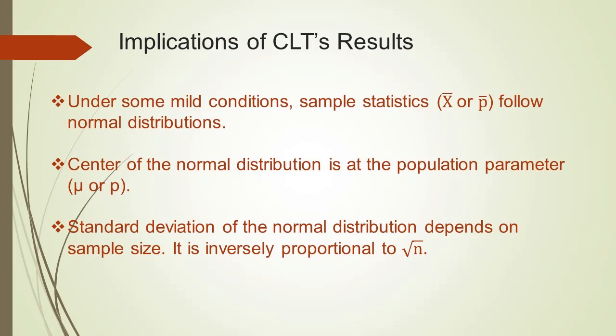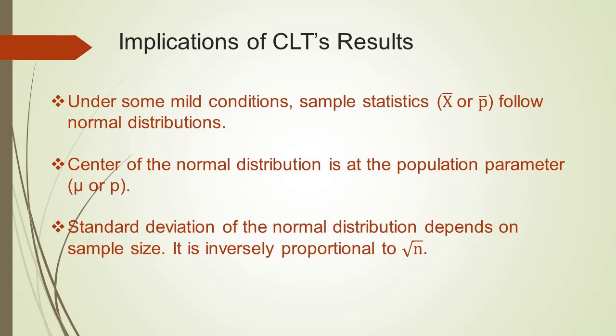Central limit theorem's results have many important implications. First, the sample averages and sample proportions follow bell curves or normal distributions. Normal distributions are simple and convenient to analyze. Second, the center of these normal distributions of sample statistics is right at the population parameter, population mean or population proportion. Lastly, the standard deviation of the normal distribution, also known as the standard error, depends on sample size and is inversely proportional to square root of n. As sample size increases, the standard error becomes smaller.